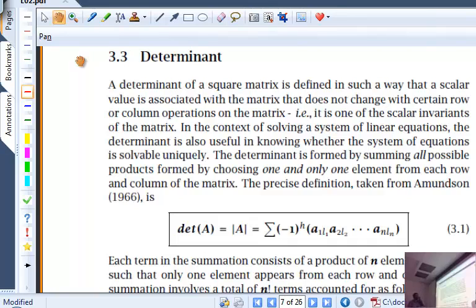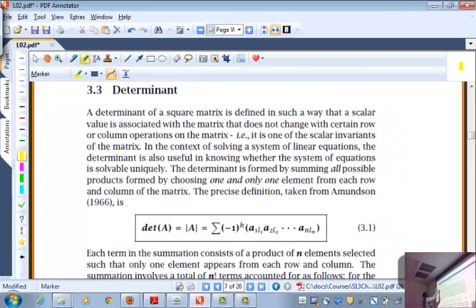Okay, so let's look at the definition of the determinant of a matrix. What is a determinant of a matrix? The determinant is called a scalar invariant, meaning it's a unique number for a given matrix. No matter what operations you do, changing rows and stuff like that, it doesn't change the actual value.